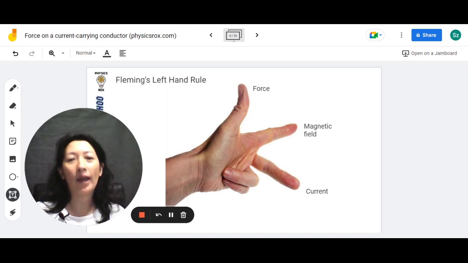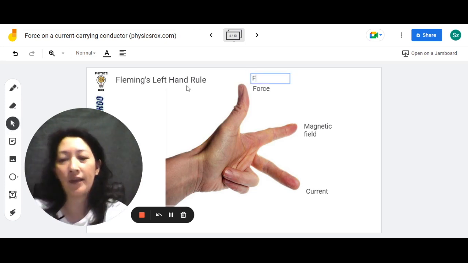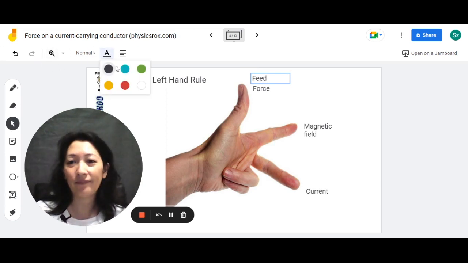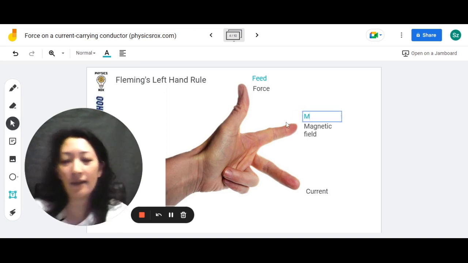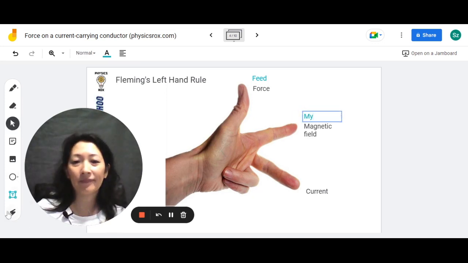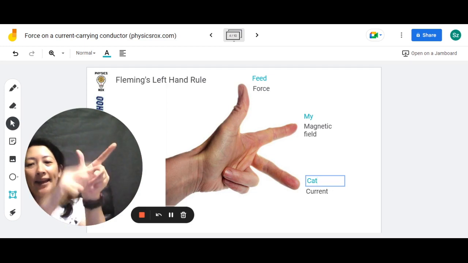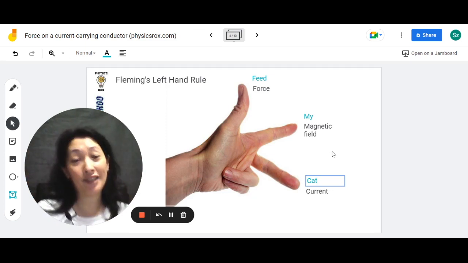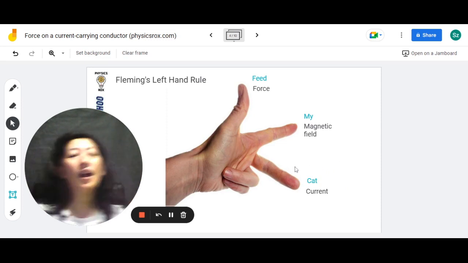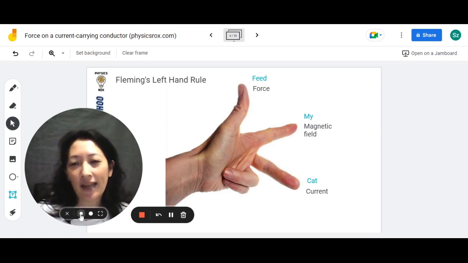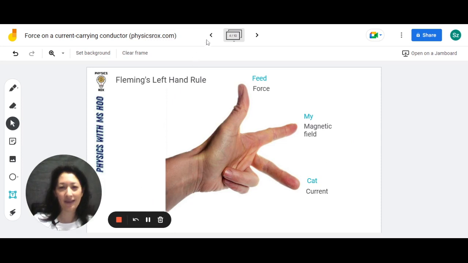Feed my cat. Why? Because F, feed, force. M, my, and then C, cat, current. So, feed my cat. F, force, M, magnet, C, current. So this is my suggestion on how to remember feed my cat. Okay, so now that we know how to feed the cat, how do we feed the cat in this situation?